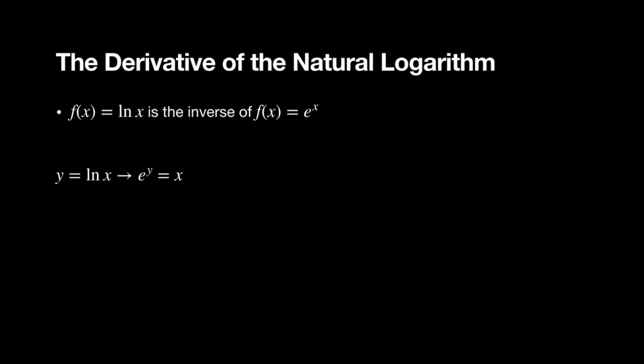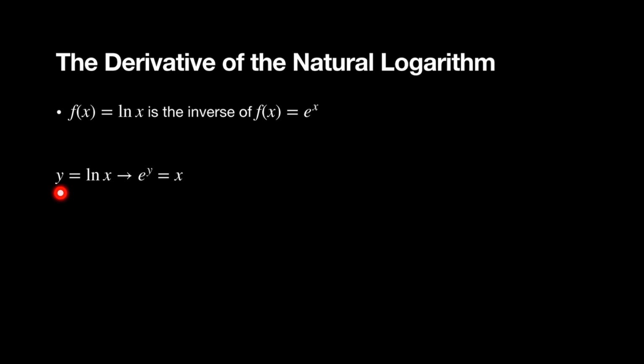All right, let's now use what we've learned to see if we can find the derivative of our natural logarithm, which is log base e. And then finally, we'll summarize these derivatives in general. So f of x equals ln x, the natural log of x. That function is the inverse of our function e to the x.